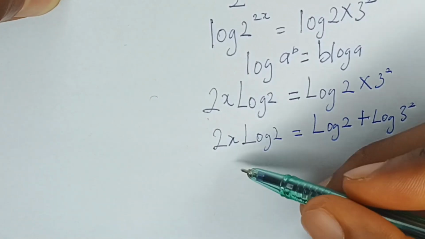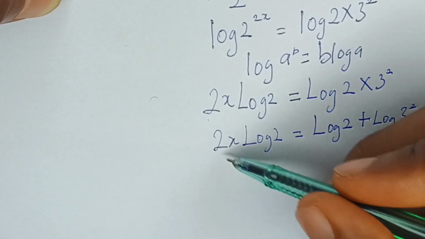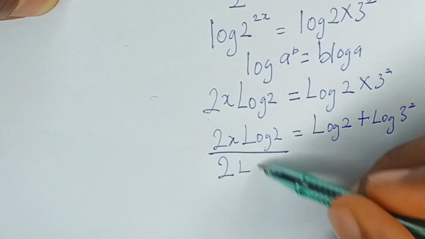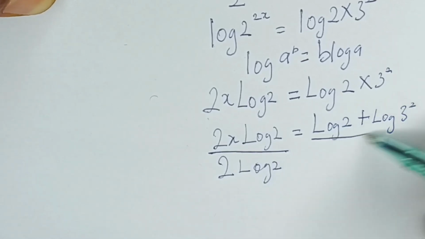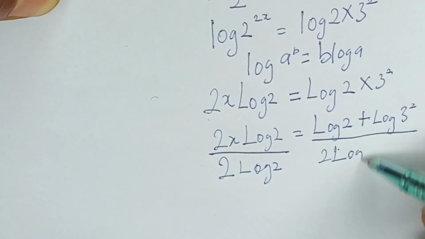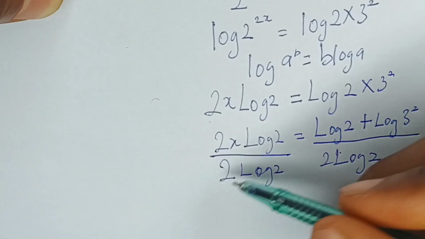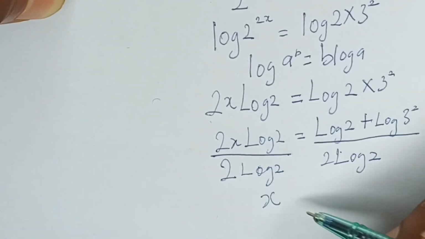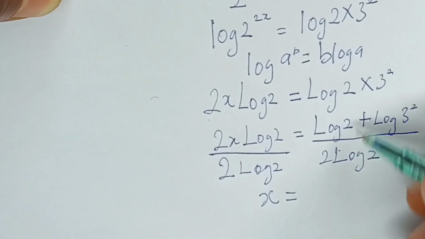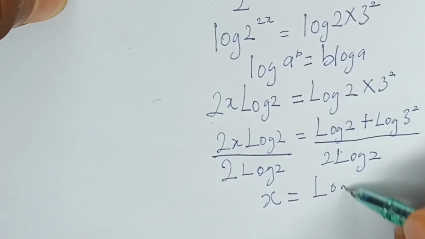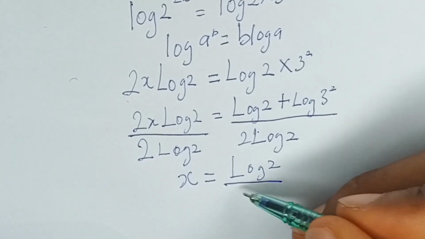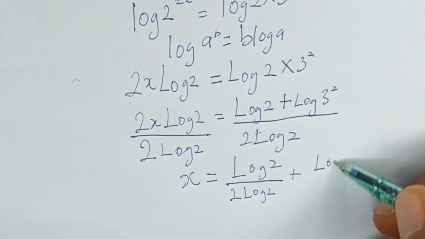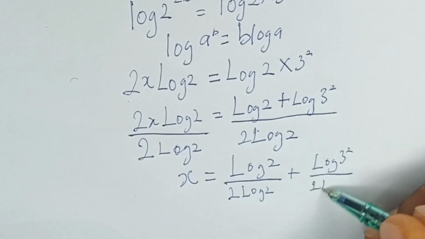Now, moving on, we can now divide both sides by 2 log of 2. So 2 times log 2 on this side, divide this side by 2 times log 2. You see that 2 and log 2 take each other out. So what we're left with here is x. And x is equal to what? This can be separated. So we have log 2 all over 2 log 2 plus log 3 squared over 2 log 2.